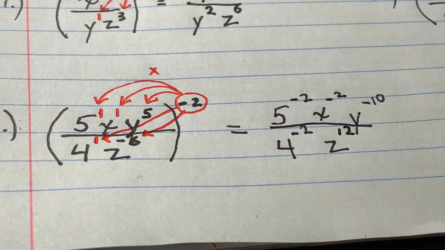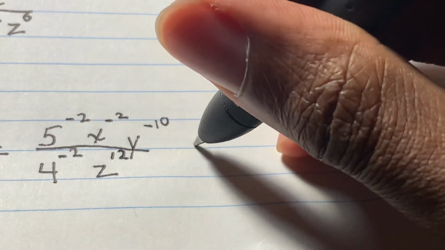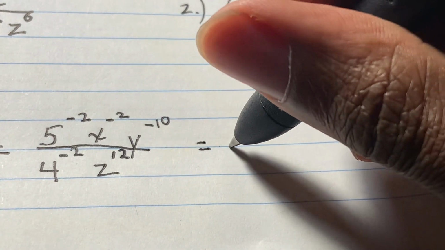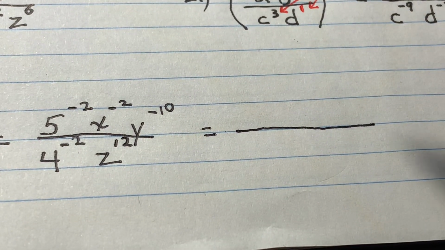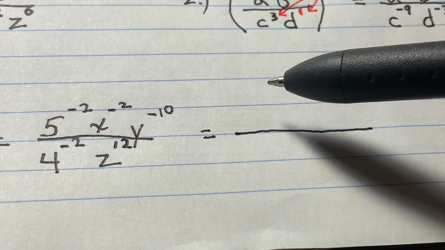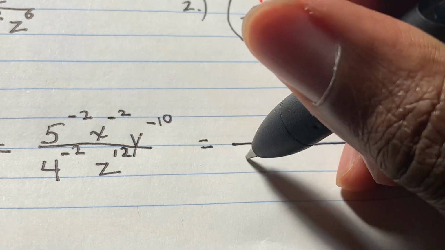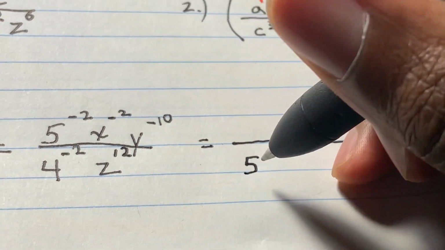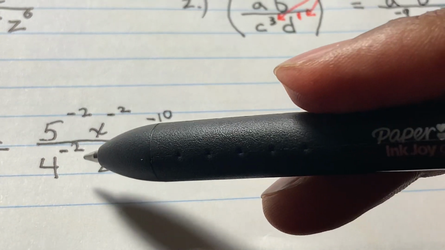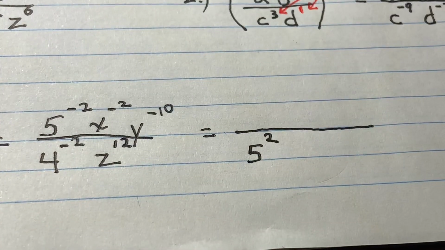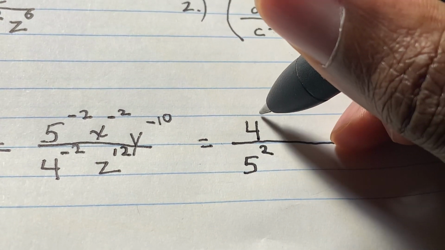Okay, let's keep it moving. We're not done yet. We have negative exponents that we want to convert to positive exponents. So let's do that. We have 5 on top. Where does it need to go? Because it's a negative exponent, it drops to the bottom and becomes a positive exponent. Okay, let's do the 4 right now. 4 is on the bottom. It has a negative exponent. What should we do? Move it to the top and make it a what?